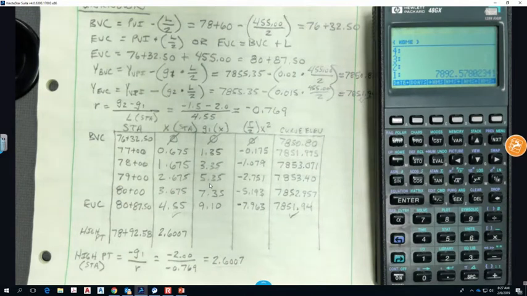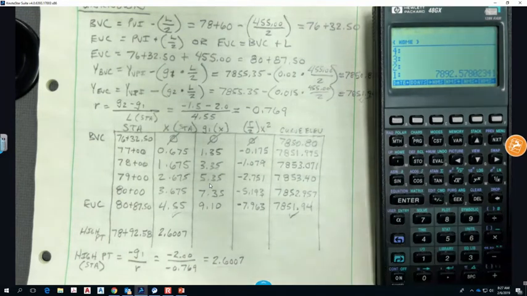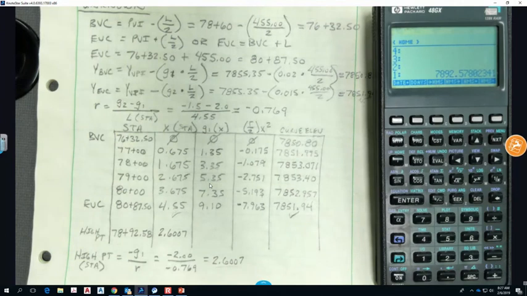Yes, so you took the 2.6007 times 100. So this is times 100 because this is in stations. Okay? And then I times it by 100, so that way it was in feet, and added it to my station to get that. Okay?